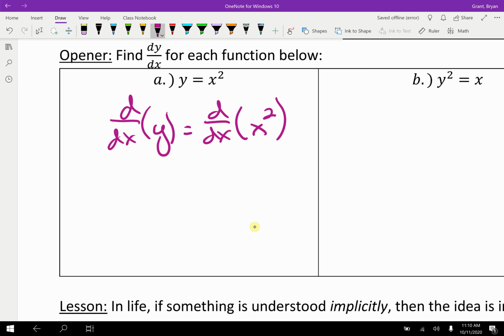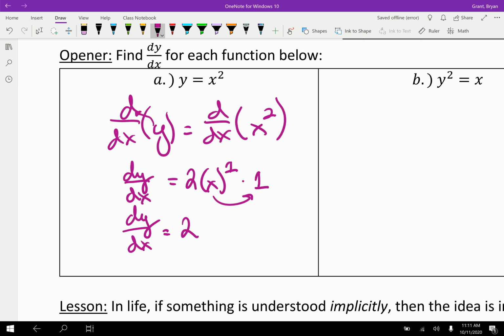And so when we take the derivative of y, we can actually move the y up here, and we can say that this becomes dy dx. And then over here, d/dx of x squared, well, we know that becomes 2x to the first. And if you want, you can multiply by the derivative of the inside, which is 1. But, of course, hopefully you just said that dy dx equals 2x.